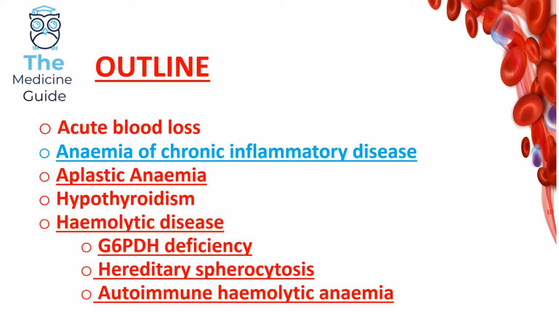Now, the different diseases which are underlined in either red or blue will be described in a lot of detail in today's video. Anemia of chronic inflammatory disease is in a blue font because it can present as either microcytic anemia or normocytic anemia, but it's more commonly illustrated as normocytic anemia. So with that in mind, let's get started.